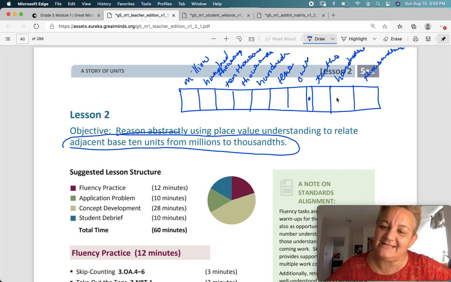1,000ths times 10 is 100ths. Hundredths times 10 is tenths. Tenths times 10 is 1. Okay? So we're relating these back and forth. Okay? So this is our place value chart.